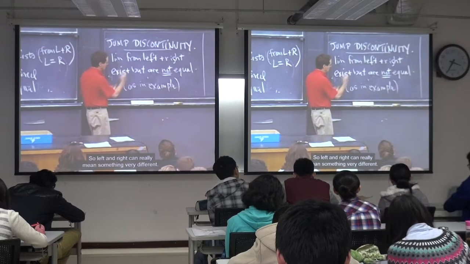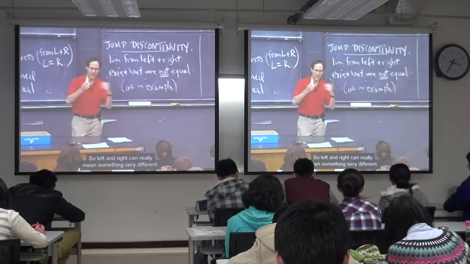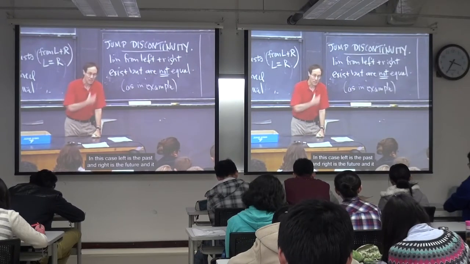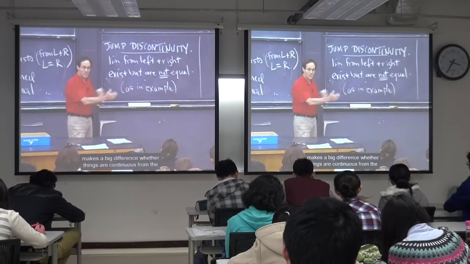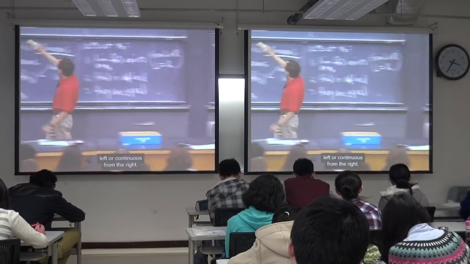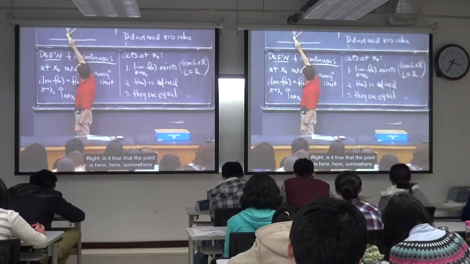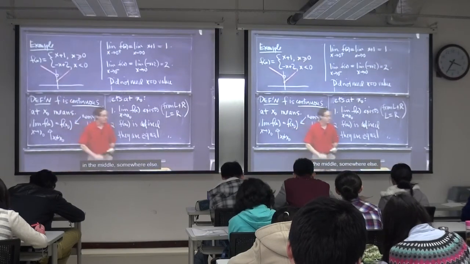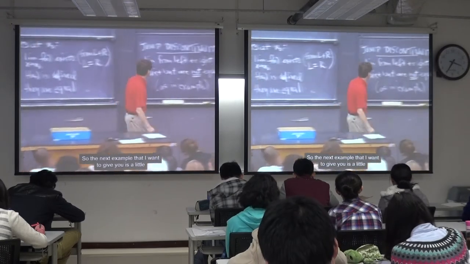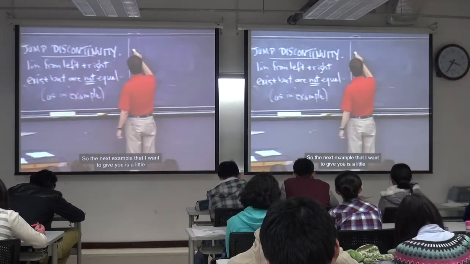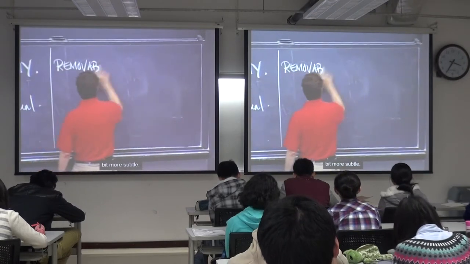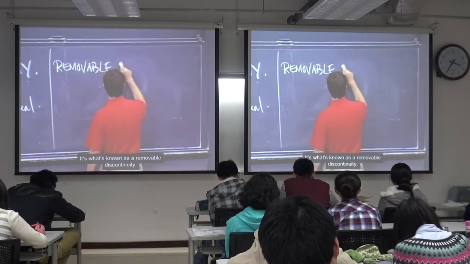So left and right really can mean something very different. In this case, left is the past and right is the future. And it makes a big difference whether things are continuous from the left or continuous from the right. Right, is it true that the point is here, somewhere in the middle, somewhere else? That's a serious issue. So, the next example that I want to give you is a little bit more subtle. It's what's known as a removable discontinuity.